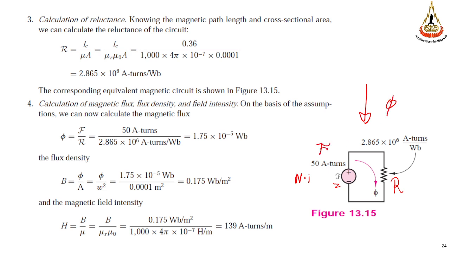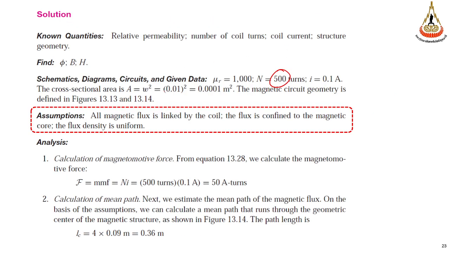So we can compute the flux flowing in this circuit by this relation. Now we know the reluctance and we know the magnetomotive force, and we can compute the flux. This is the reluctance. We can compute the reluctance by L divided by mu A. And this material has mu R of 1,000.